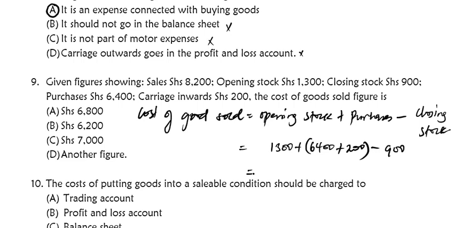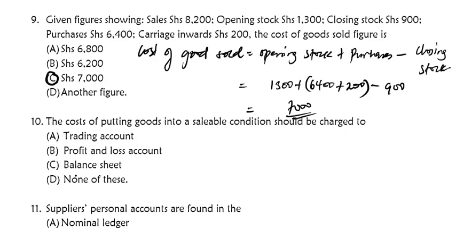So how much will be the cost of goods sold? Get your calculator and then we find out how much the cost of goods sold is. So 1300 plus 6400 plus the 200 carriage inwards minus 900, that gives us 7,000. So your cost of goods sold is 7,000.